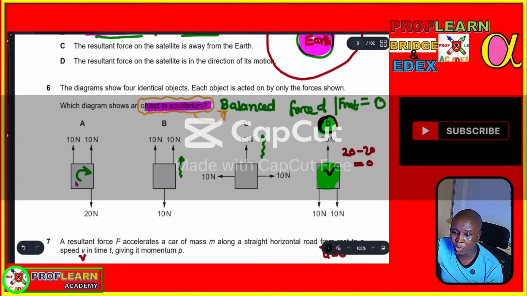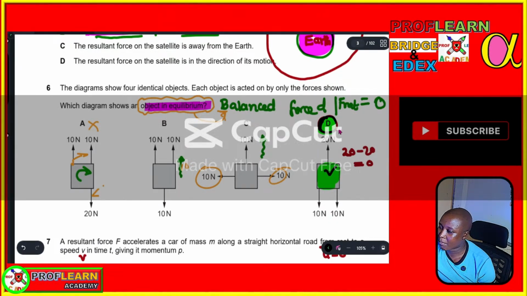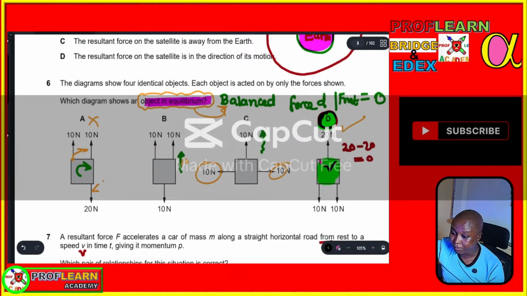So A cannot be correct because this force that is acting here is going to create a rotational motion, and this one also is going to create a rotational motion here. This one is down, this is up, so the only force that is going to create a rotational motion is this force here. So this is not at equilibrium. Upward forces here are 20, downward forces here is 10, so the object is going to experience an upward force of 10 newtons, and this one also is going to experience an upward force because this and this one will cancel out. So the only object that is at balance is this one, which is at equilibrium.